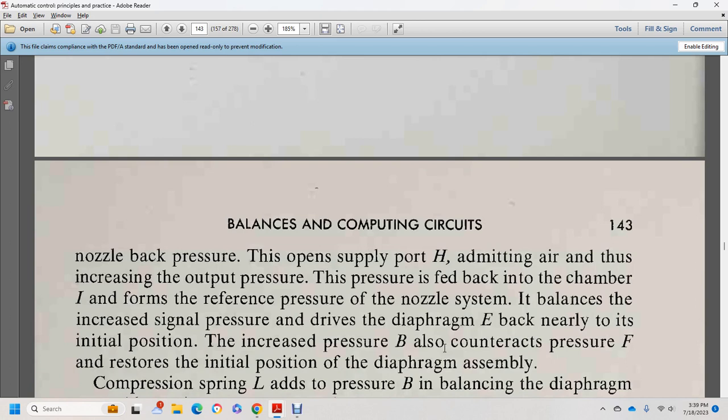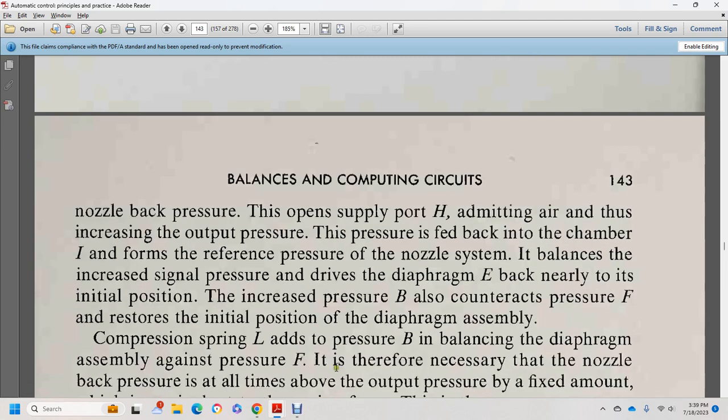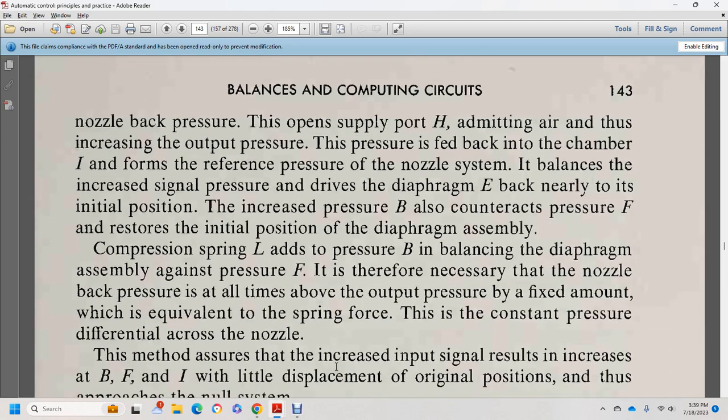the open supply port H emitting air with the increase of the output pressure. The pressure is fed back to the chamber I, forming the reference pressure for the nozzle system, balanced with the increased signal pressure to drive the diaphragm E back nearly to its initial position. Increased pressure B counteracts pressure F, restoring the initial position of the diaphragm assembly. Compression of the springs L adds to the pressure B, balancing the diaphragm assembly against the pressure F, and therefore the nozzle back pressure is at all times above the output pressure by a fixed amount equivalent to the spring force.